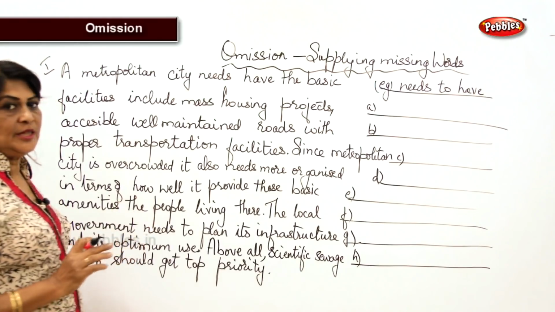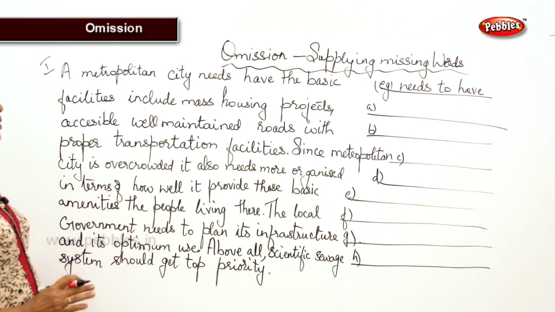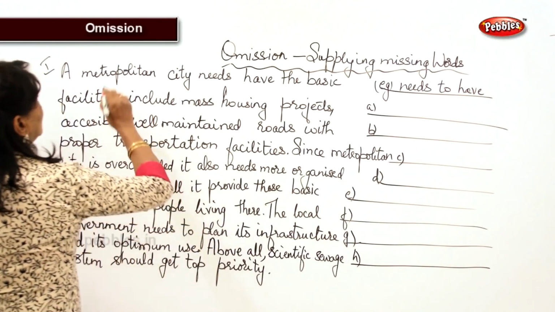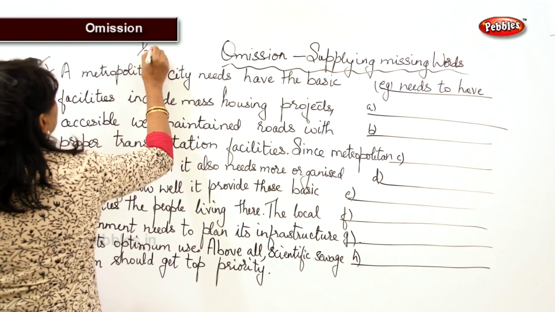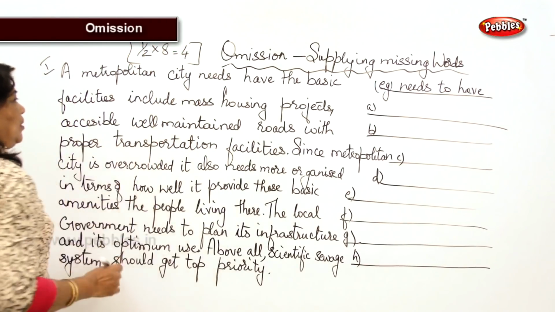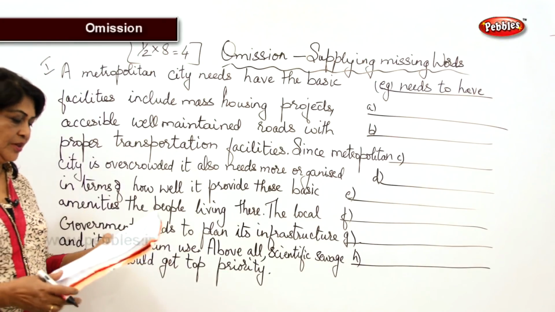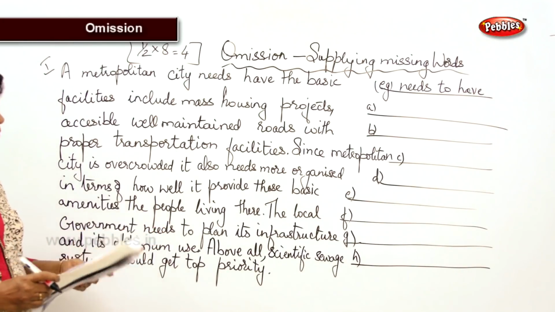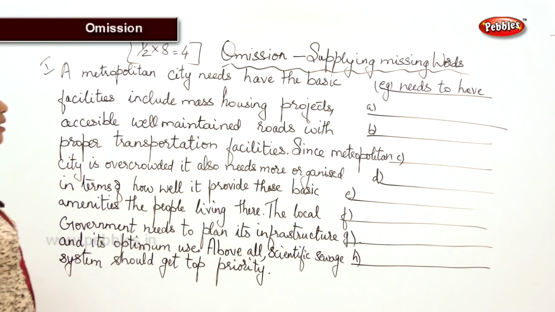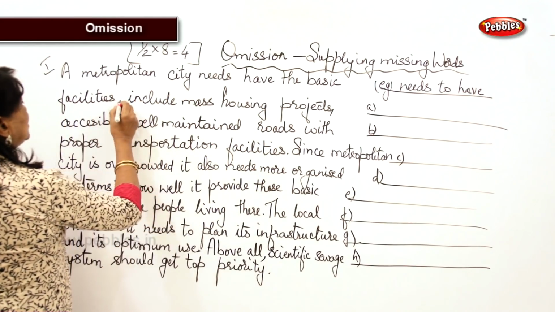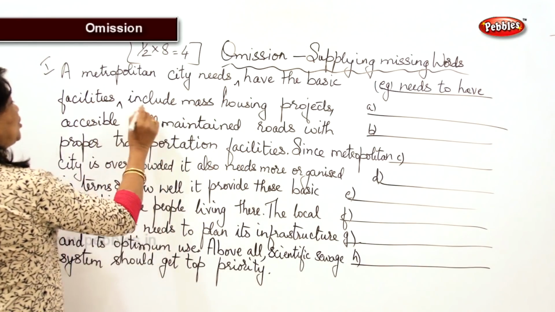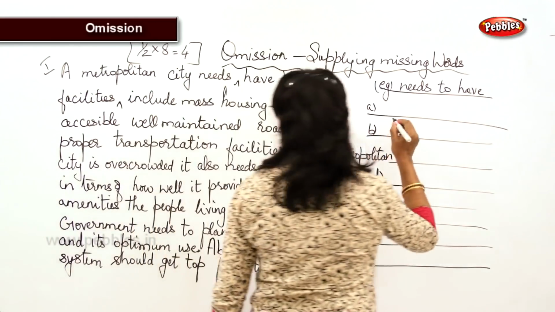And what are the words missing here? You first read it and then I will help you out. So this is supplying missing words, omission. Half into 8 will be 4 marks. First you read and try to work it out, then I'll do it for you. Now the second line, where is the word missing? Needs to have the basic facilities here and here, which include mass housing project.